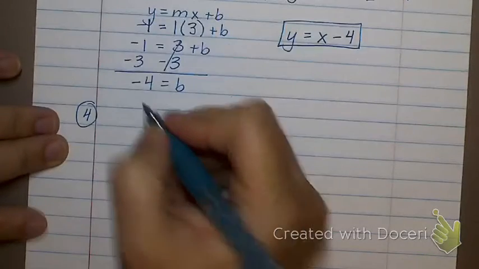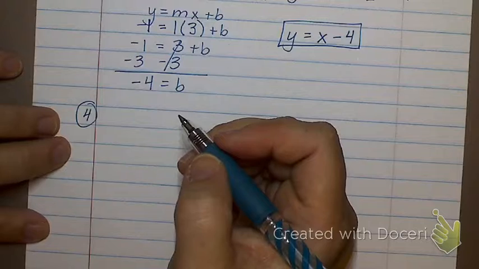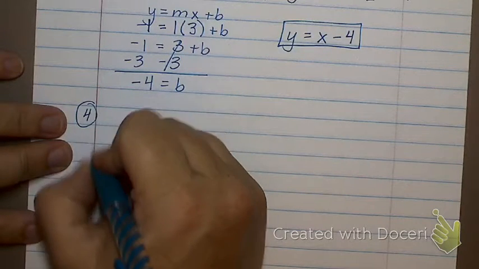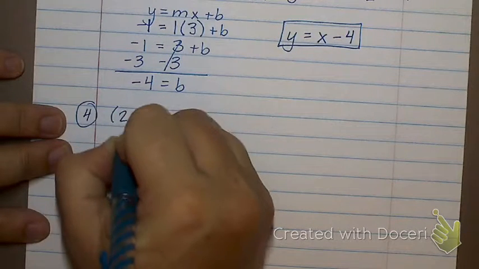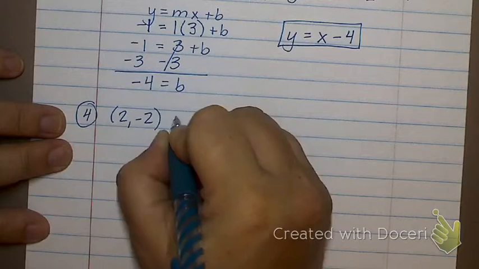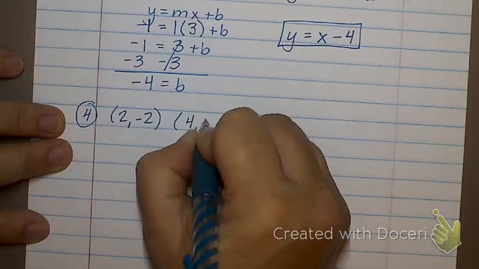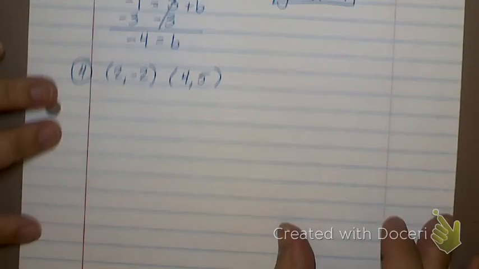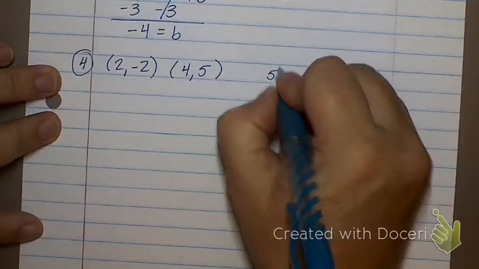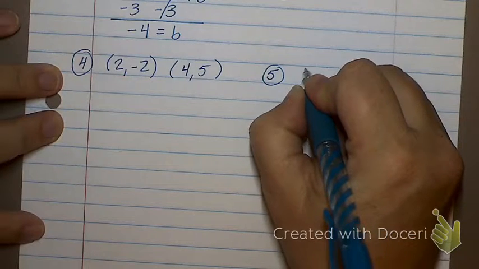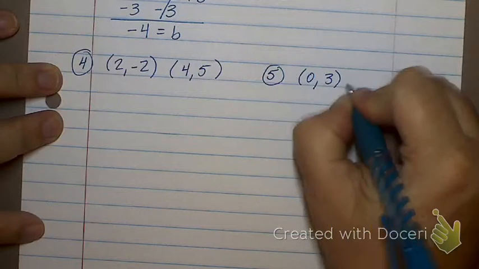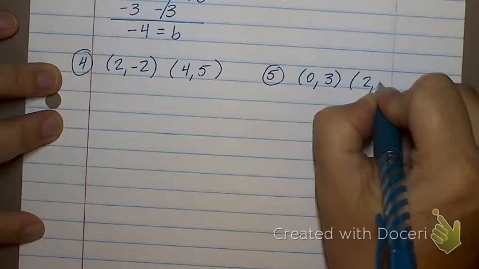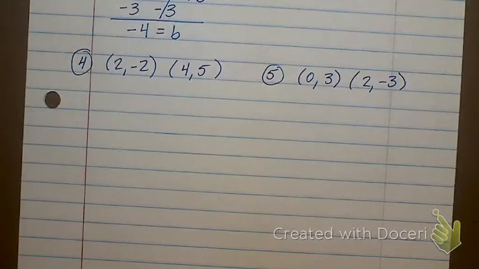Number 4. I think we'll do 2 more, 4 and 5. 2, negative 2, and 4, 5. And then I'm going to go ahead and give you the other one, 0, 3, and 2, negative 3. Go ahead and try those two on your own.